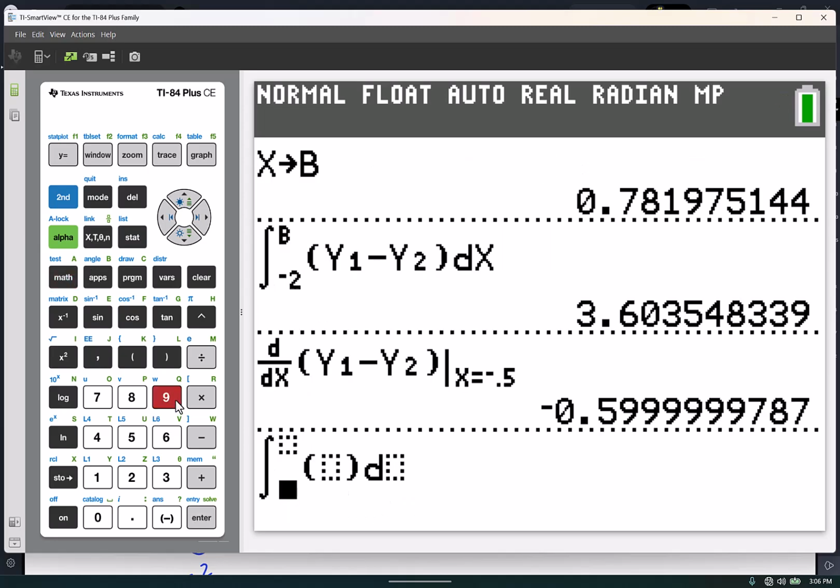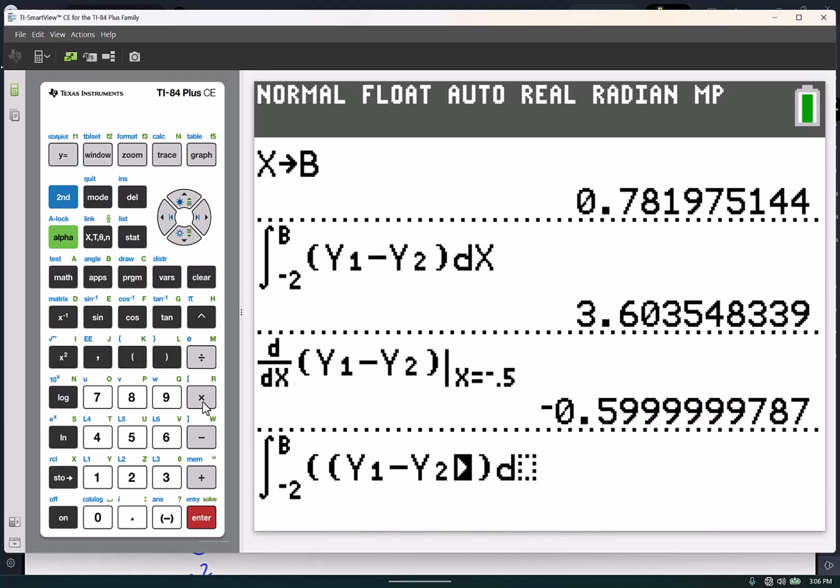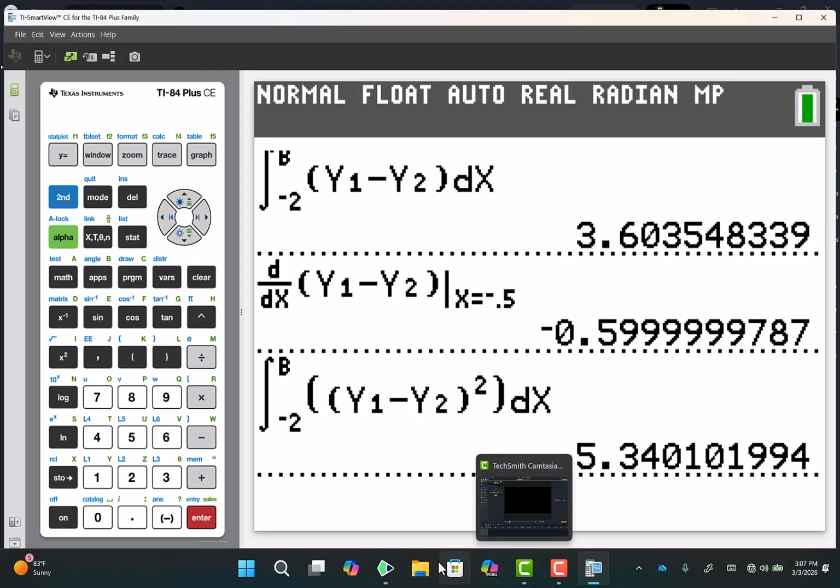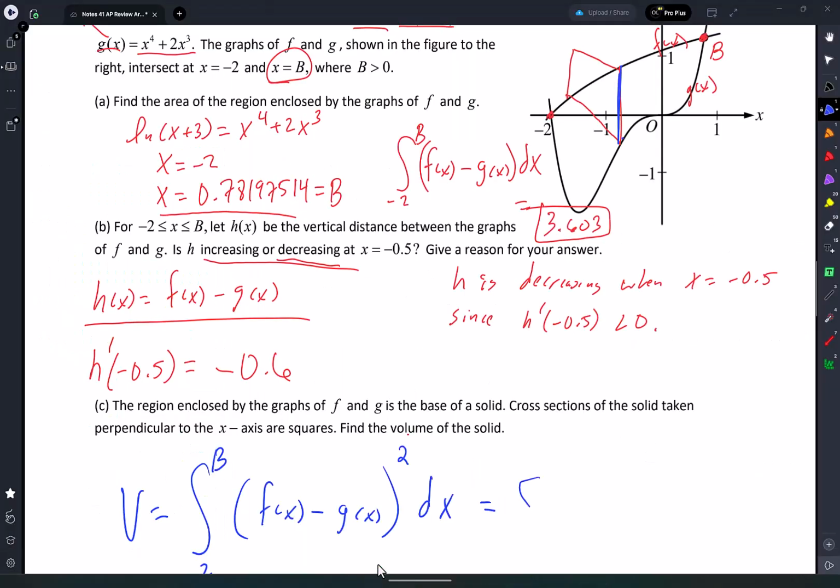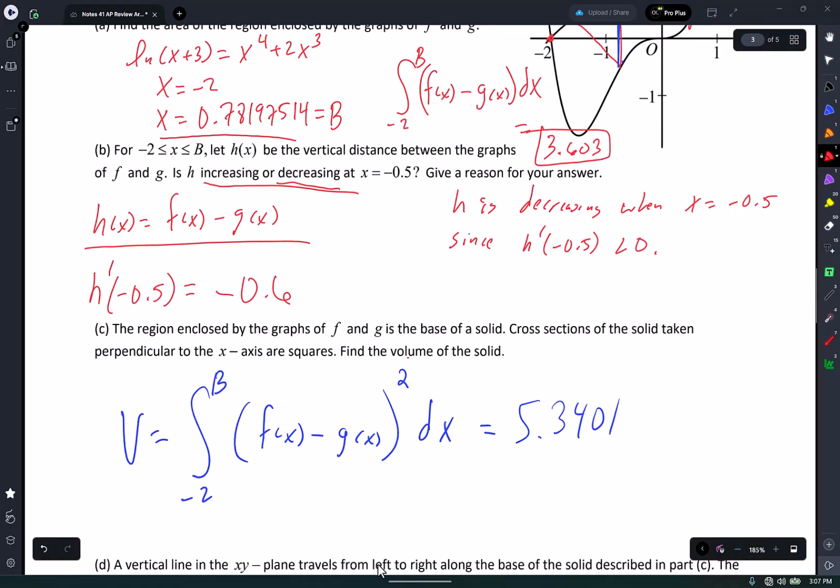Math 9, negative 2 to b. And let's see, open parenthesis, alpha trace y1 minus alpha trace y2, close parenthesis, put a square on it, and x. There it is. Did you guys get that? 5.3401. The more digits, the better. 5.3401. We're still okay? All right.